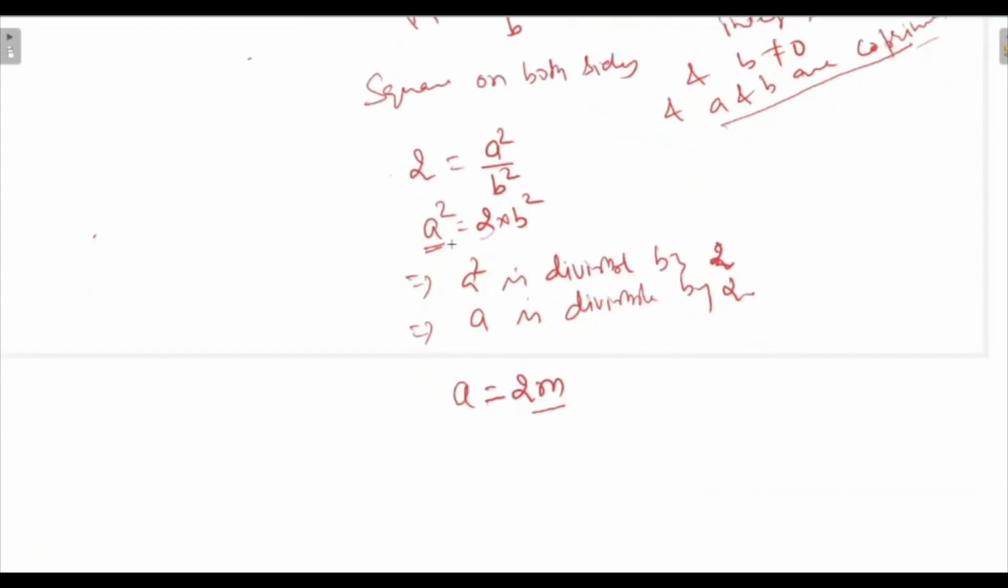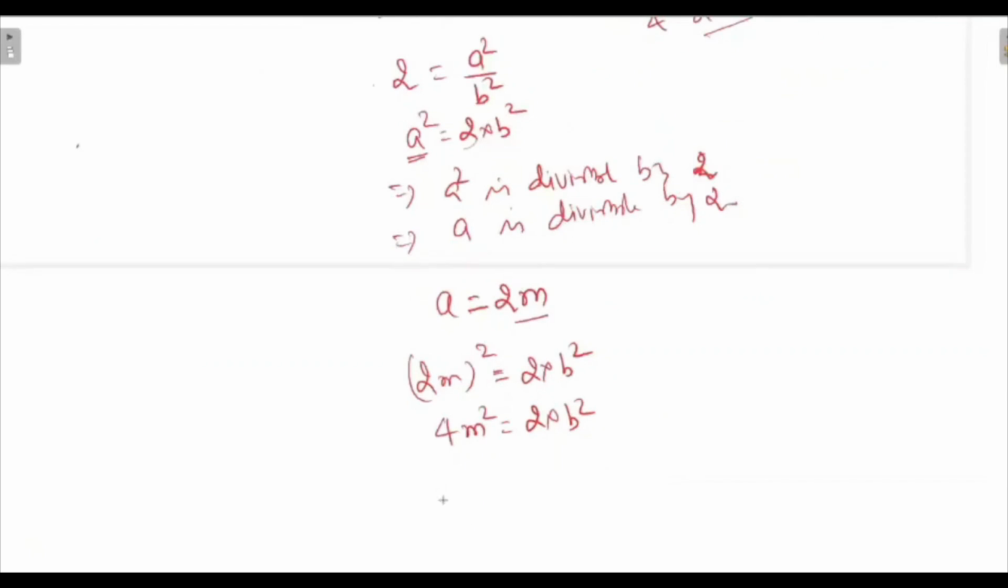So now I'm putting this back here. So this is (2m) whole square equals 2 into b square. Now here it will become 4m square equals 2 into b square. Then b square will become 2m square. So again, can I write this implies b square is divisible by 2? Then can I write b is divisible by 2?